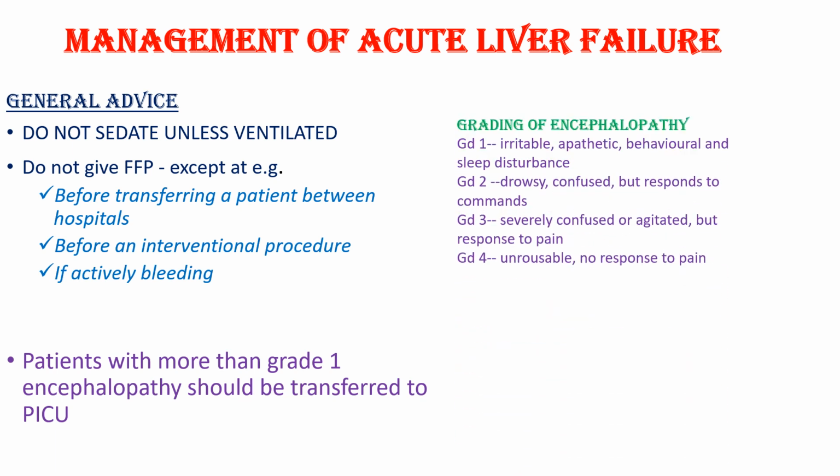We grade encephalopathy into 4. In grade 1, the patient is irritable, and behavioral and sleep disturbance is there. There is reversal of sleep time. In grade 2, the patient is drowsy, confused, but responds to command. In grade 3, the patient is severely confused or agitated, but a response to pain is there. In grade 4, the patient is unarousable and there is no response to pain.